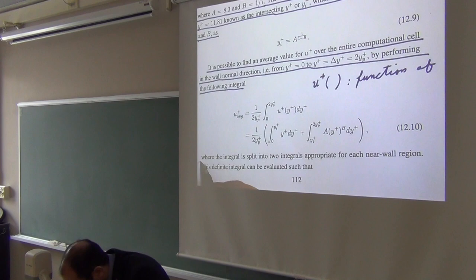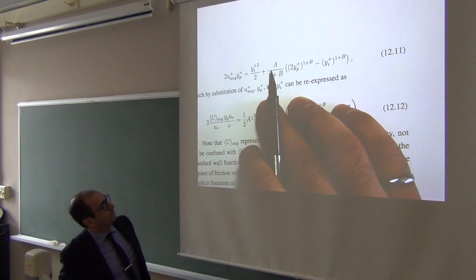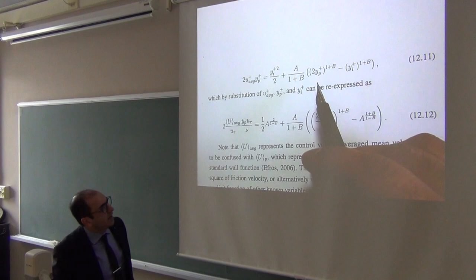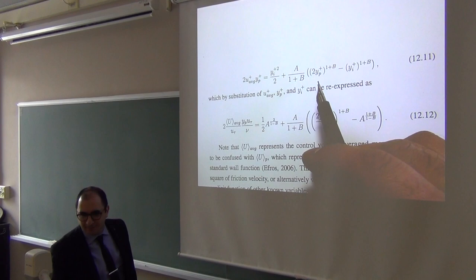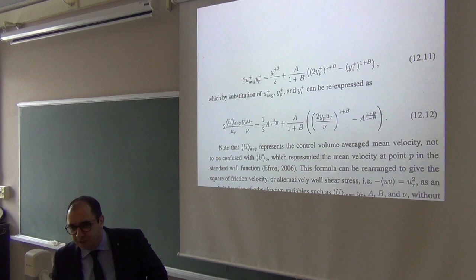The integral is split into two integrals appropriate for each wall region. This definite integral can be evaluated such that you get this. With first year calculus, you can take that integral, and this is what it would be. In fact, I gave this as a PhD qualifying problem to one of the grad students, and they excelled at it. Or you might see something like that in an exam. It's just a bit of proficiency in first year calculus, which is required really to understand this course.